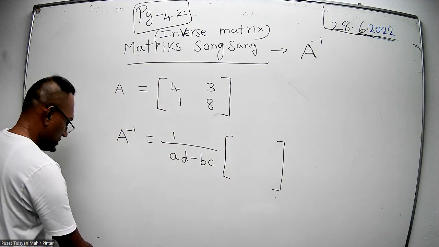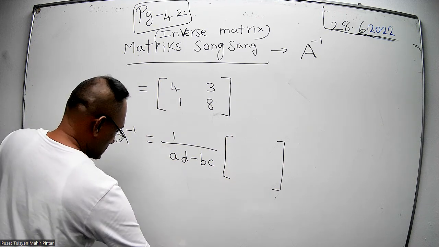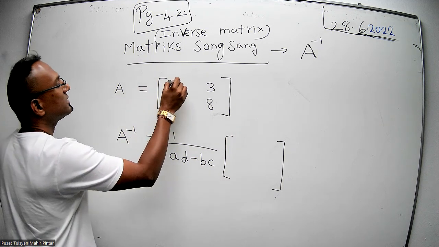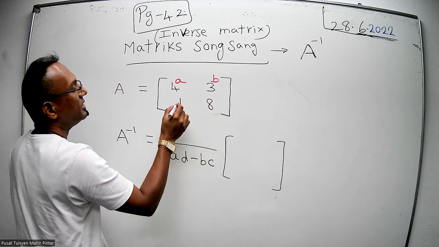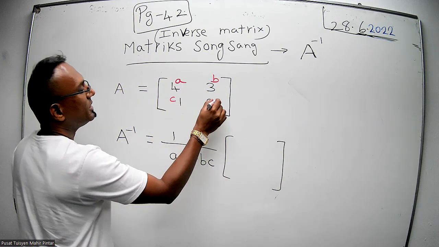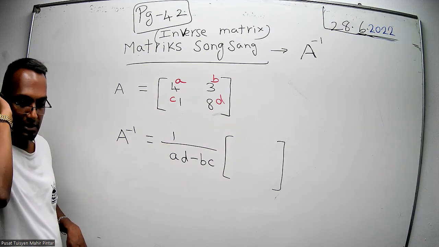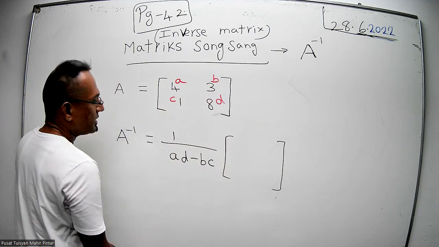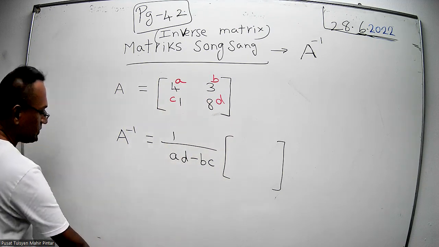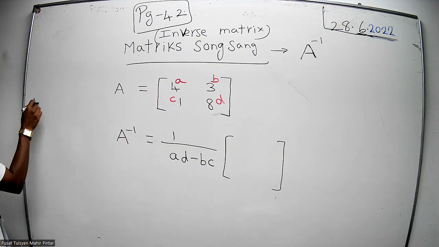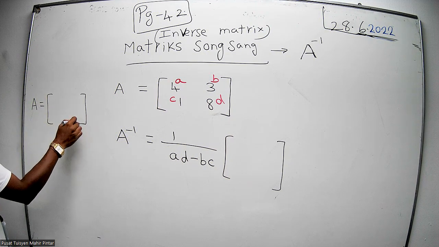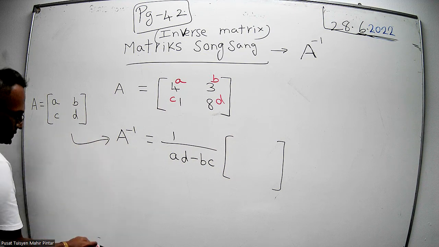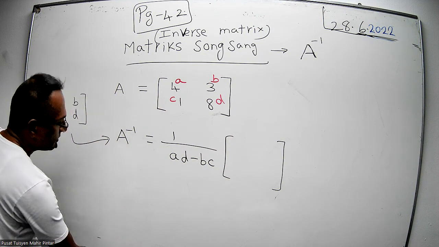Before going to this formula, I just want to write down the matrix. Let's say this element is A, this one is B, this element is C, and this element is D. For example, A, B, C, D. Let me write it down separately. Matrix A, I represent by these elements A, B, C, D. From this we are going to derive the inverse matrix.